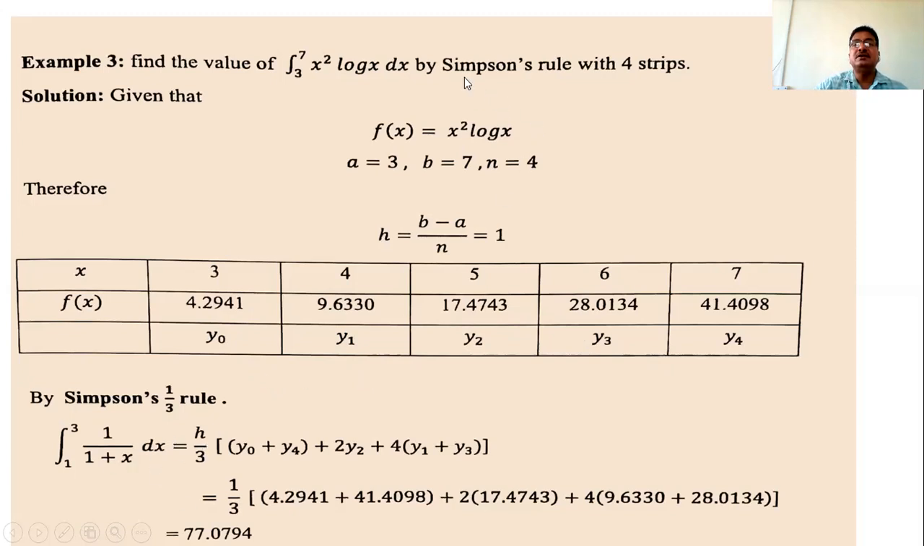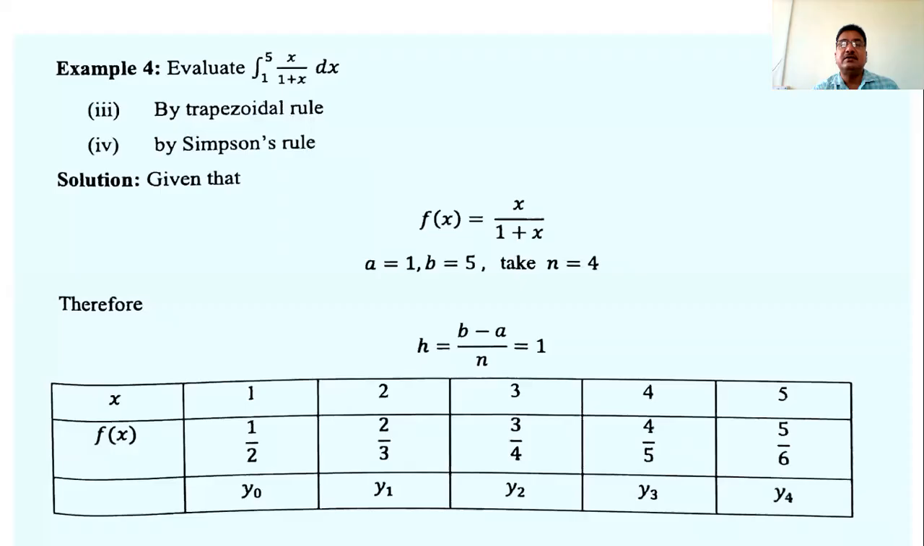Here the instruction is to use Simpson's rule, but the number of strips, or number of sub-intervals, is 4, which is even, and that's why Simpson's 1/3 rule is applicable for this example. Simpson's 3/8 rule with 4 strips is not possible, because Simpson's 3/8 rule is applicable if the number of sub-intervals is a multiple of 3.